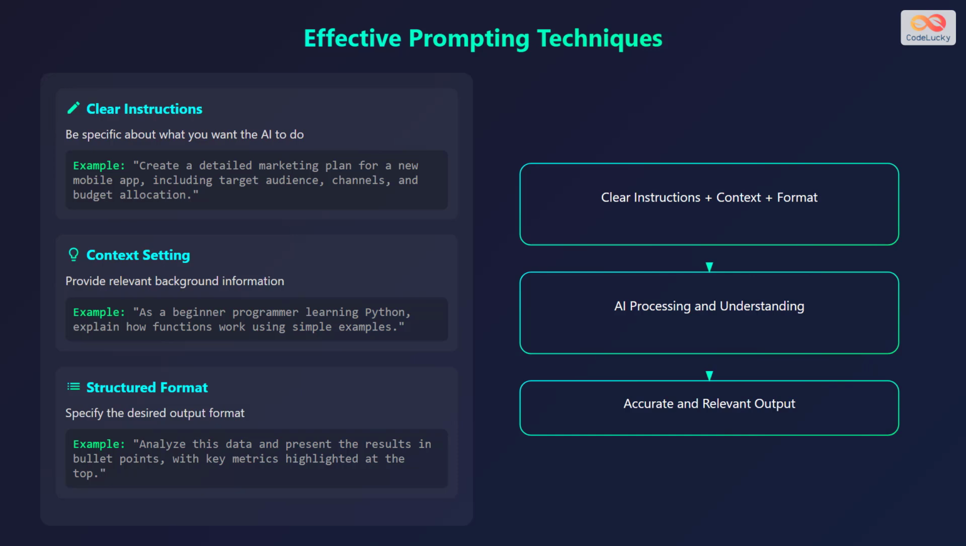For example, create a detailed marketing plan for a new mobile app, including target audience, channels, and budget allocation. Or, analyze this data and present the results in bullet points, with key metrics highlighted at the top.